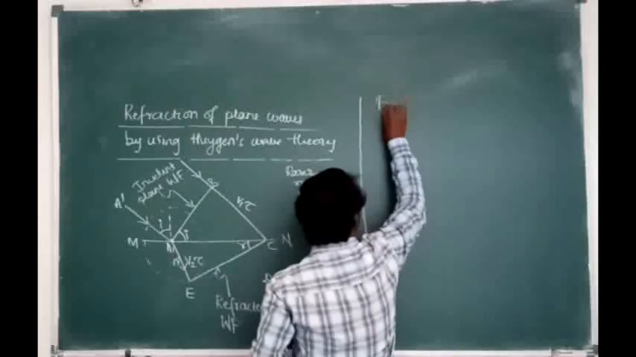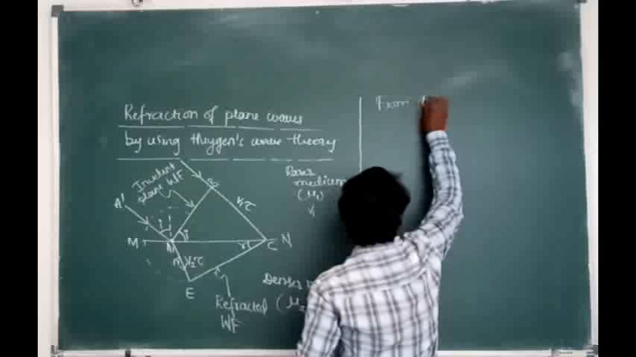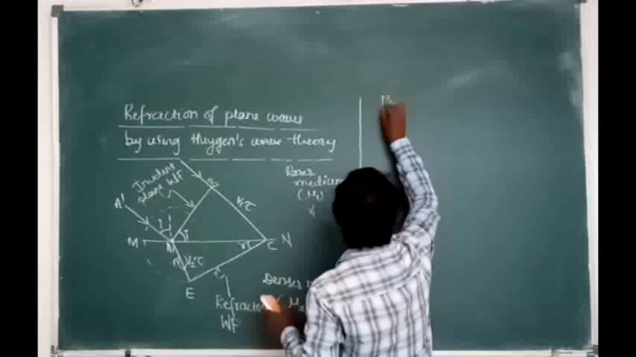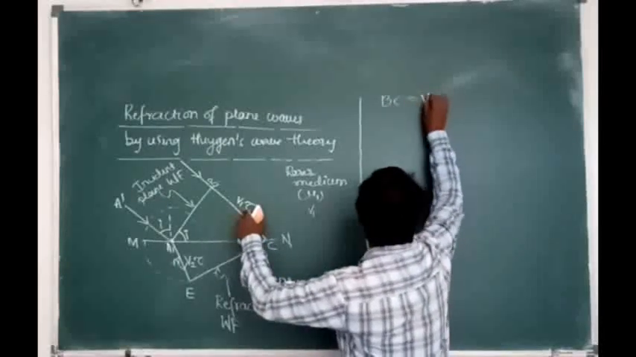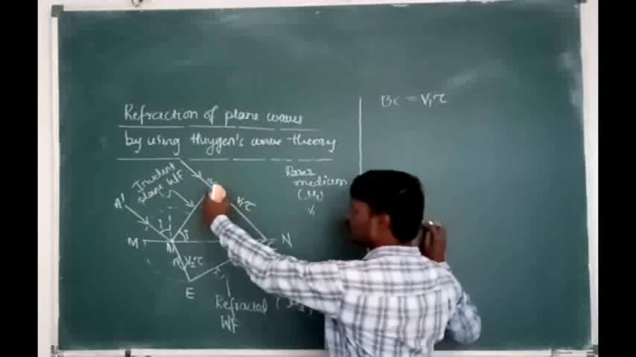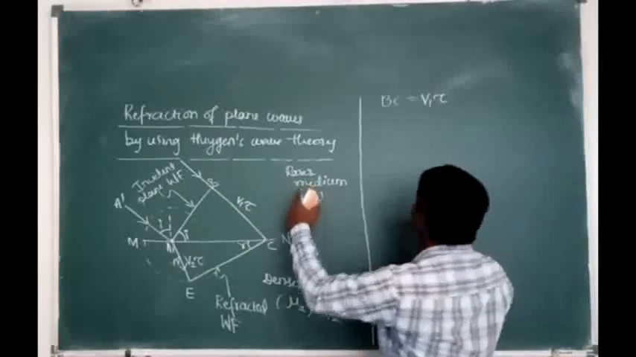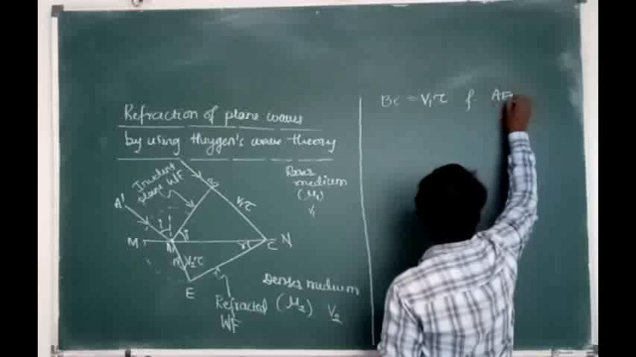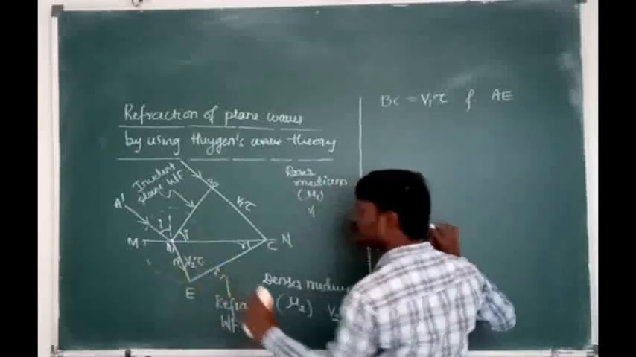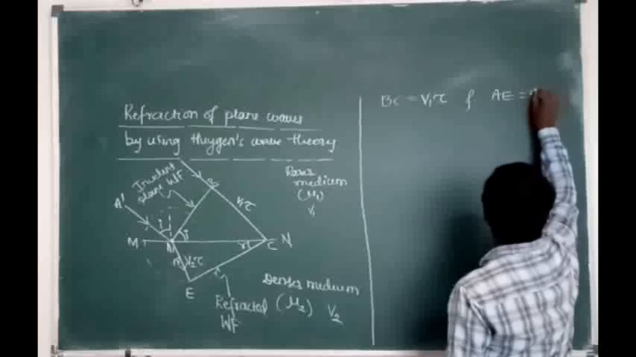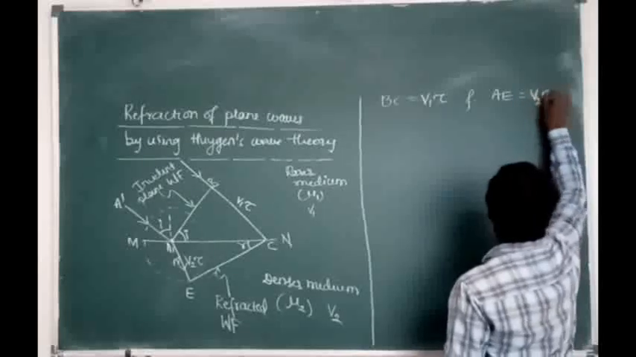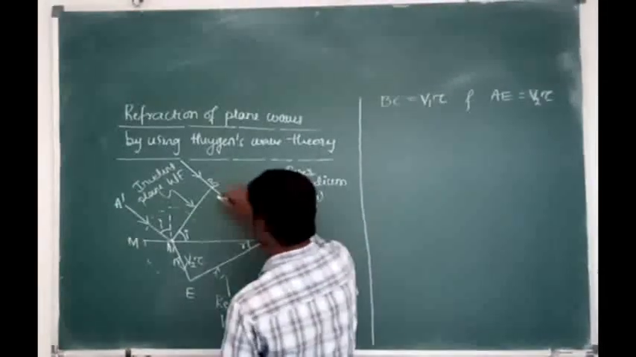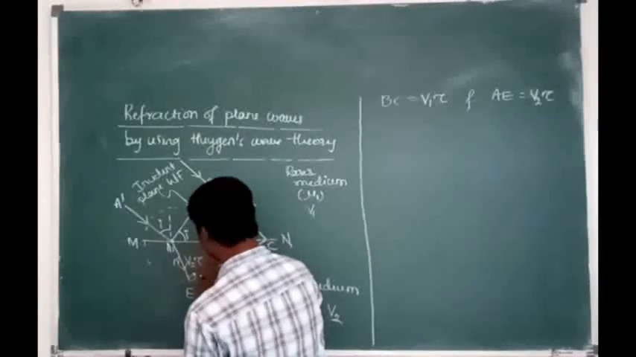Next, again we are going to take the triangles here. From the triangles, first of all, we have to know what BC is. BC is nothing but v1 into tau, the distance traveled by the secondary wavelet from B to C in the rarer medium. And what about AE? AE will be the distance traveled by the secondary wavelet from A to E, but in the denser medium, and this can be taken as v2 into tau. Next, from the triangles, this angle is 90 degrees, and this is also 90 degrees.